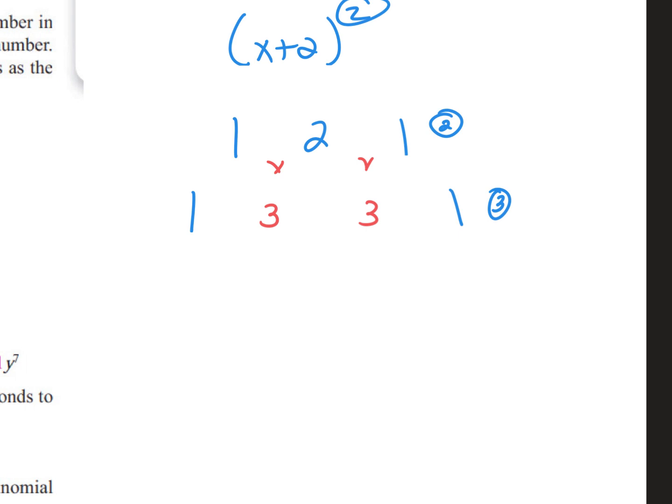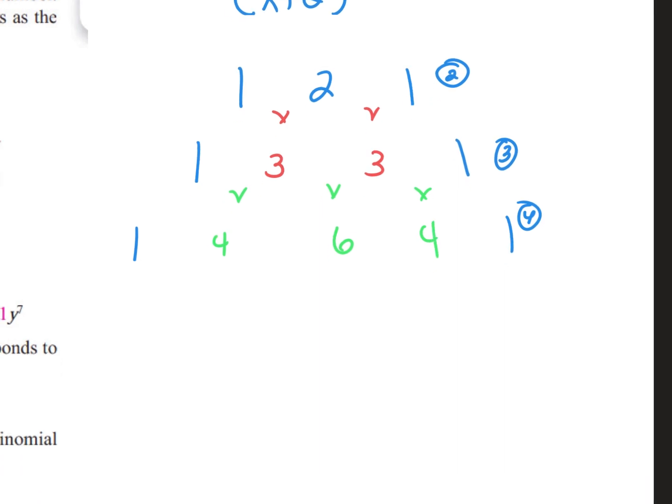So let's say we have something raised to the fourth power. Okay, well, again, there's 1s on the outside, and then we're going to add again. So 1 plus 3 is 4, 3 plus 3 is 6, and 3 plus 1 is 4. So when you have something to the fourth power, that is the row that we're going to look at.